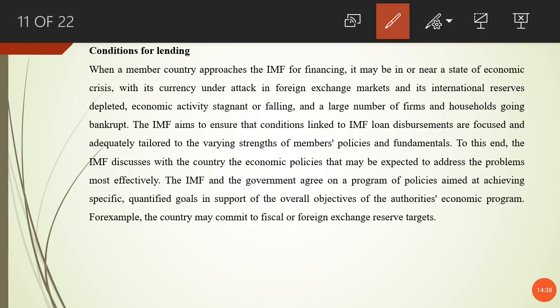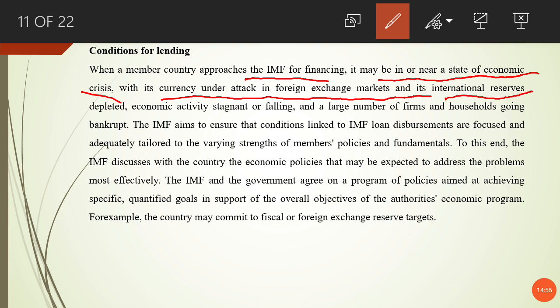When a member country approaches the International Monetary Fund for financing, it may be in or near a state of economic crisis, with its currency under attack in the foreign exchange market and its international reserves depleted.